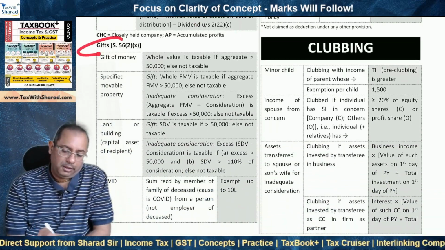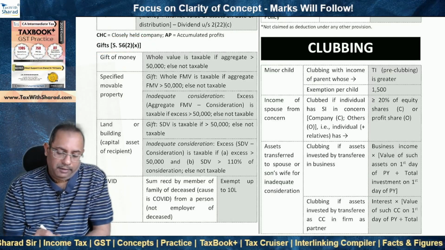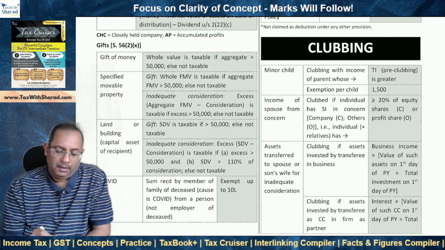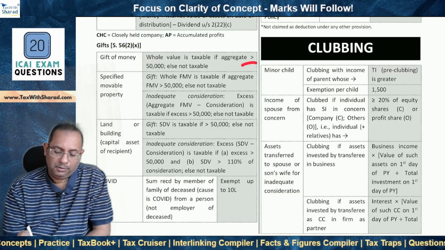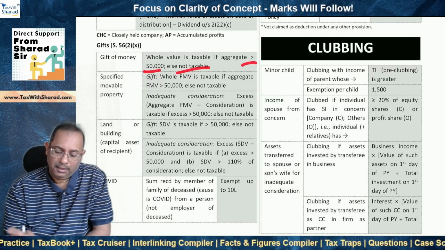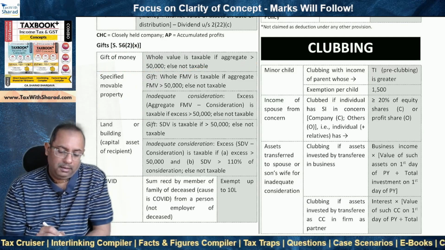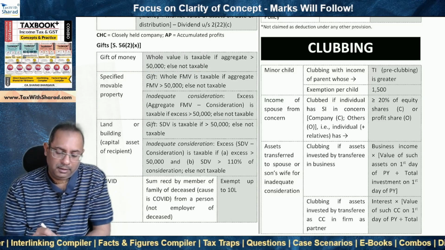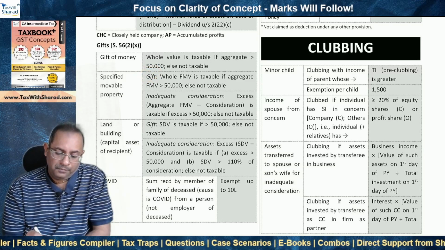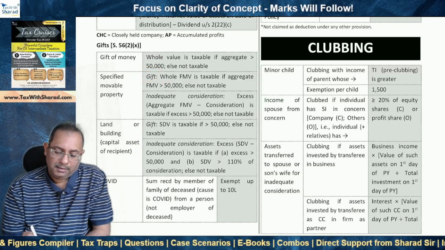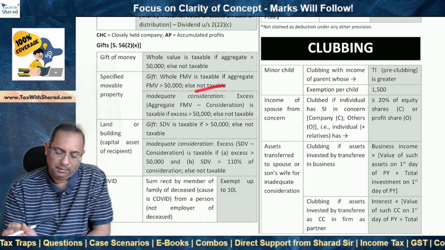Gifts, section 56(2)(x). It can be gift of money or specified movable property or land or building. In case of gift of money, the whole value is taxable if the aggregate is more than 50,000, else it is not taxable. In case of specified movable property, for example, bullion, drawing, painting, shares, securities, etc. In case of gift, that means where there is no consideration, whole FMV is taxable if the aggregate of the FMV is more than 50,000, else it is not taxable.